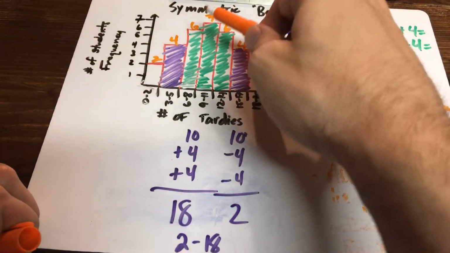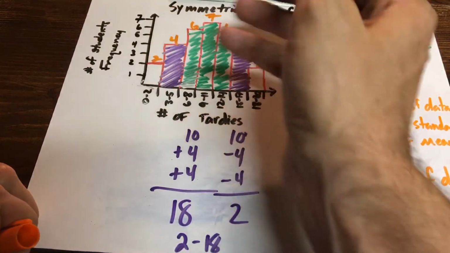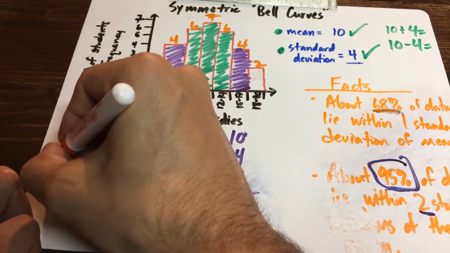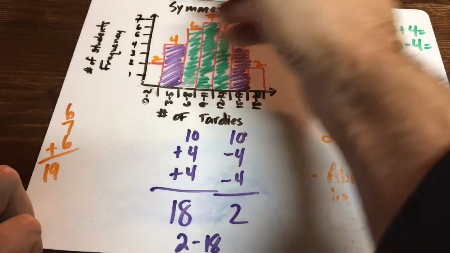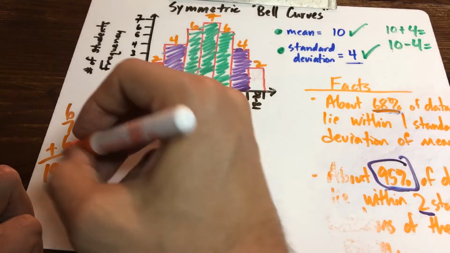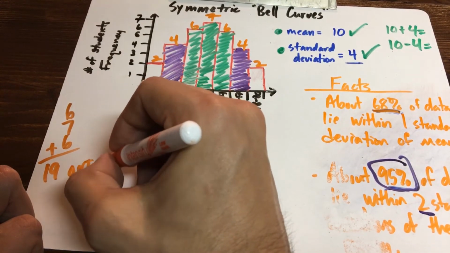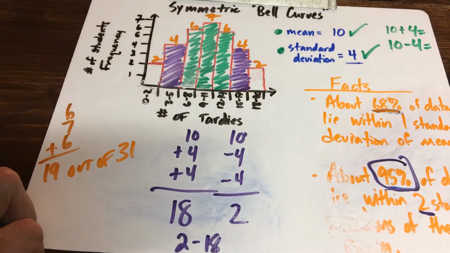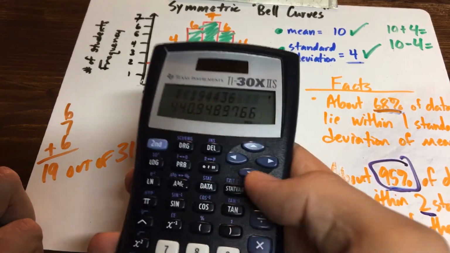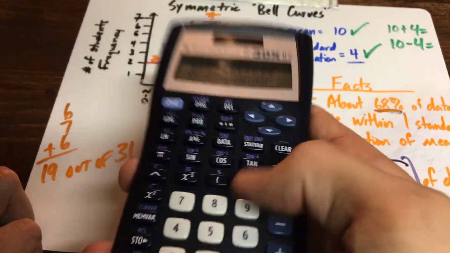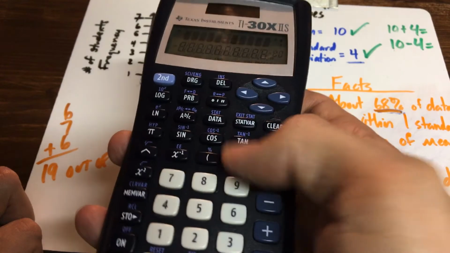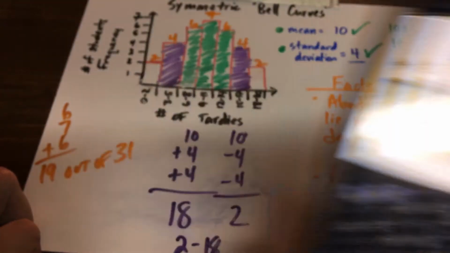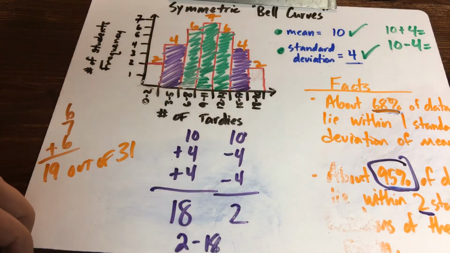I don't know. I could say 6 plus 7 plus 6, I could add those up and get 19. I could say, hey, 19 students out of my total here, which I think is 31. So I could divide 19 by 31 and see how close it is to 68%. Whoops, I hit an extra button there. Now on mine it's 61% because I just made these up. This isn't like a real group of numbers.